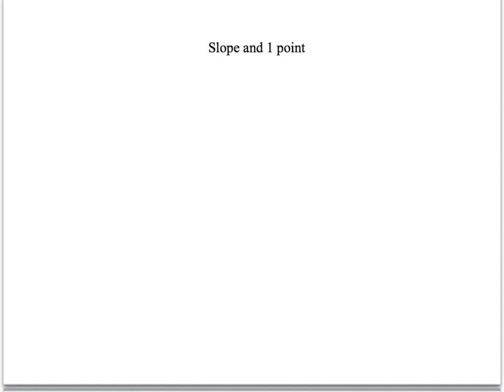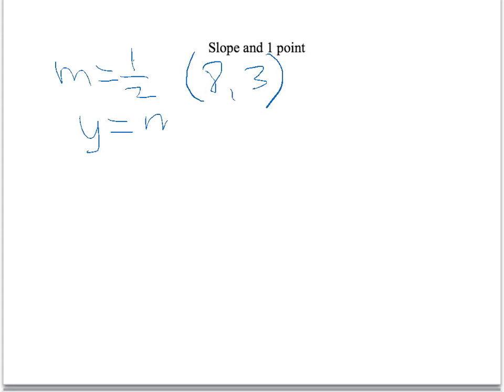All right, the fourth way we can get information and put it into slope-intercept form is if I'm given the slope and one point. So let's say that my slope is 1/2, and it goes through the point (8, 3). Well, I don't know what my y-intercept is, so I have to figure that out. So let's write the equation. y equals mx plus b.